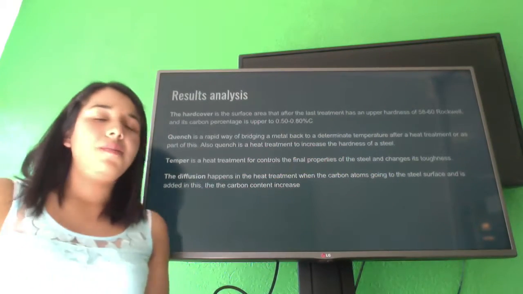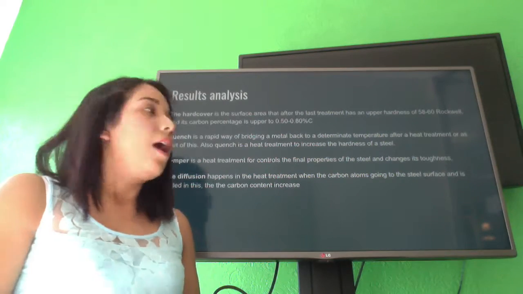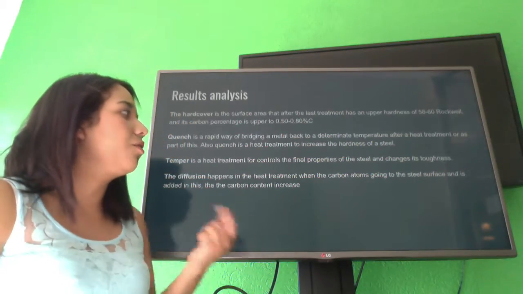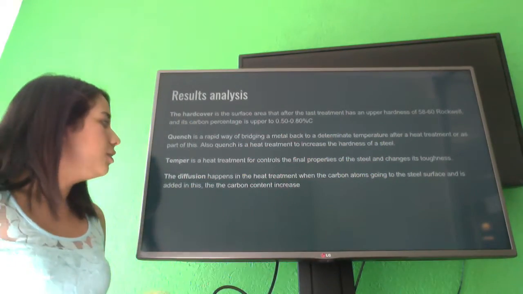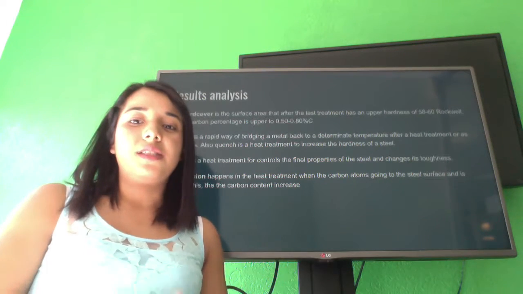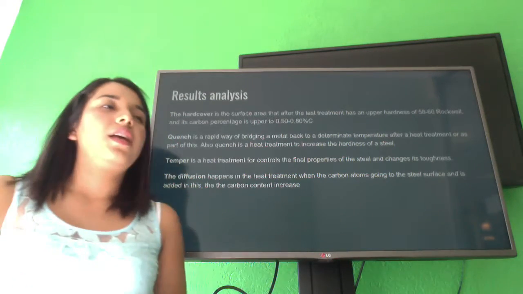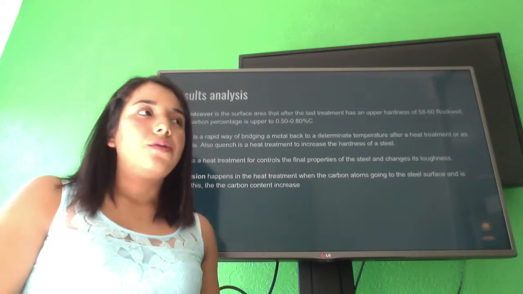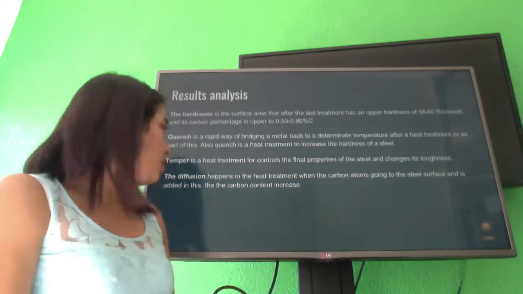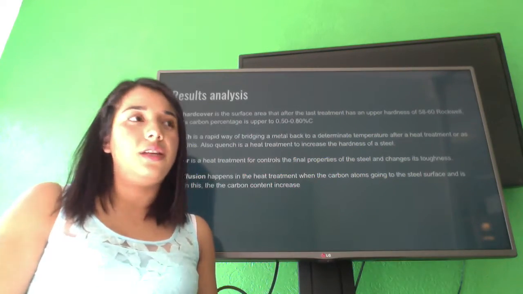Quench is a rapid way to cool a material to a determined temperature after a heat treatment. It is used to increase the hardness of the steel. Tempering is a heat treatment to control the final properties of the steel and change its toughness. The diffusion is when the carbon atoms drop in the kiln, go to the steel surface, and the carbon content increases in this part.